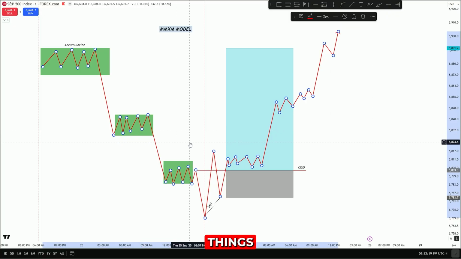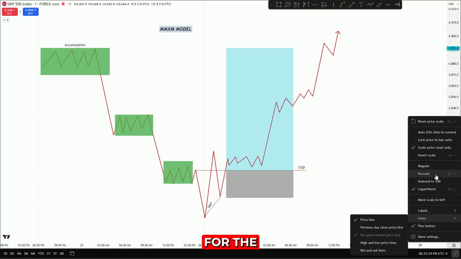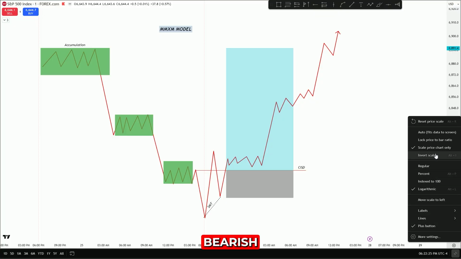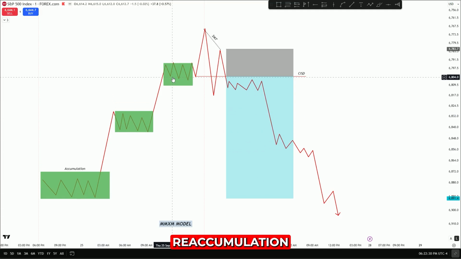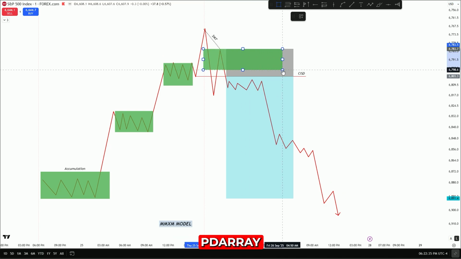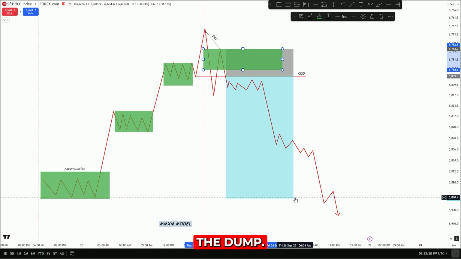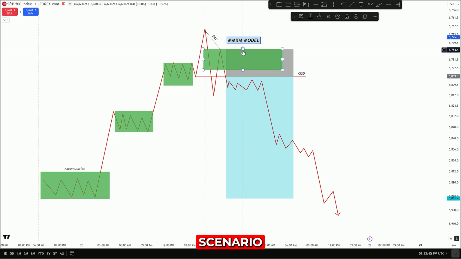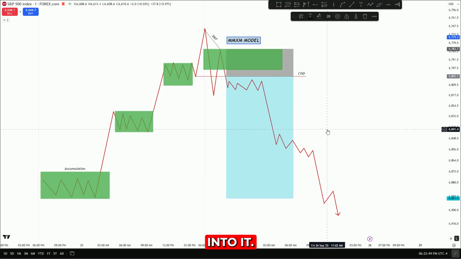And the same things will be done for the bearish scenario. Accumulation, distribution, reaccumulation, distribution, reaccumulation, distribution, some sort of SMT, some sort of FVG, high time frame PD array, CISD. You're going to enter the market, and then you're going to see the move down. That's how the MMXM model works. All right, this is the bearish scenario, and the first one was the bullish scenario. Now let's deep dive into it.